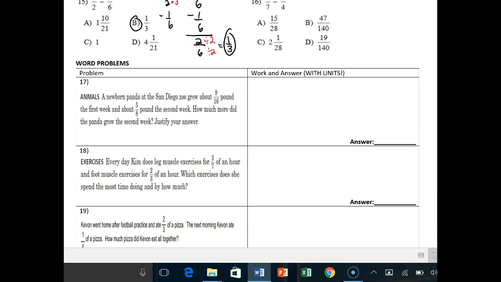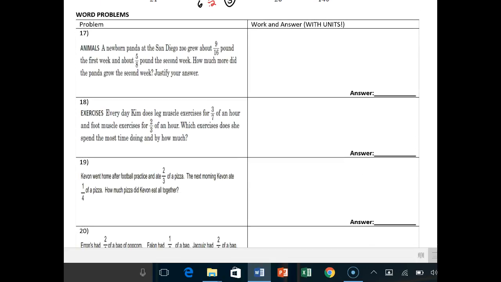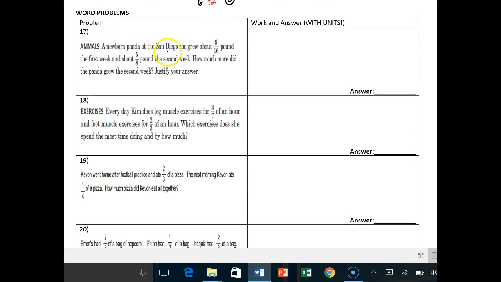Alright, now we have some word problems. Animals. So a newborn panda at the San Diego Zoo grew about 9/16 pounds in the first week and about 5/8 pounds the second week. How much more did the panda grow in the second week? How much more means subtract. There's always key phrases or words within word problems to tell you what operation you actually need to do. So they want to do the second week. How much more did it grow in the second week? So they're saying the second week is bigger than the first week.